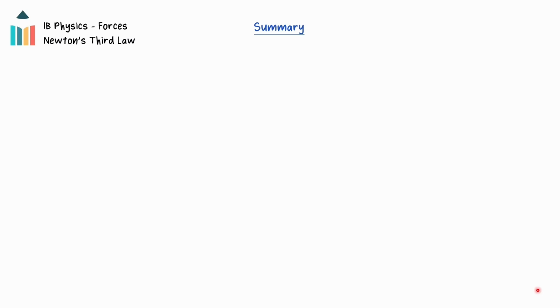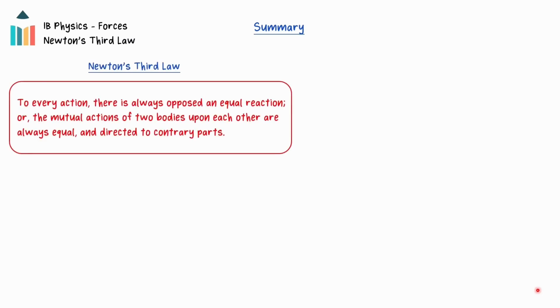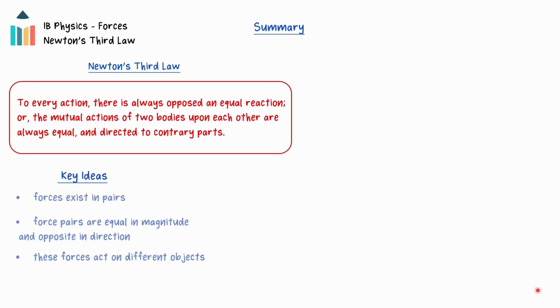In summary, Newton's third law states that to every action there's always opposed an equal reaction, or that the mutual actions of two bodies upon each other are always equal and directed to contrary parts. The key ideas are that in any interaction between objects, a pair of forces are exerted that are equal in magnitude, but opposite in direction. These forces act on different objects, and so cannot be cancelled out.